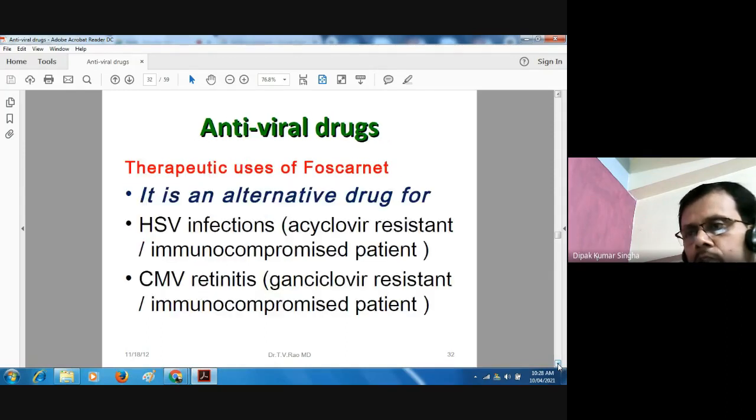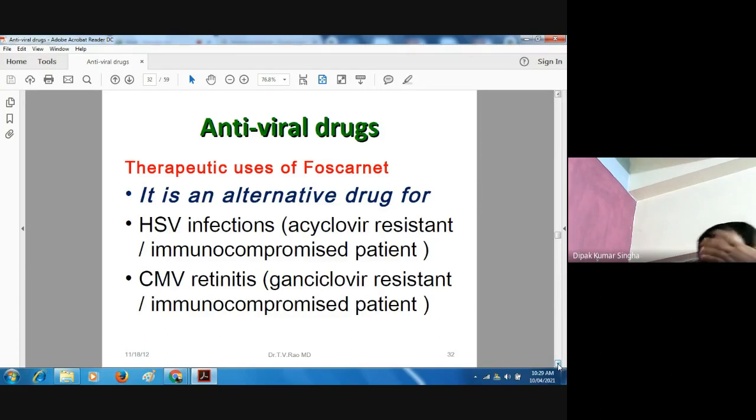How is foscarnet used clinically? It is used as an alternative drug for HSV infection with acyclovir resistance. When acyclovir is resistant, in that case, because it is a different category of drug, its mechanism of action is totally different from acyclovir. It is also used in immunocompromised patients, or cytomegalovirus with ganciclovir resistance.